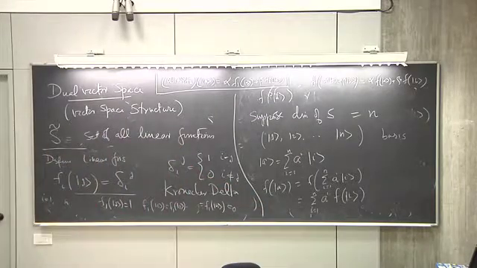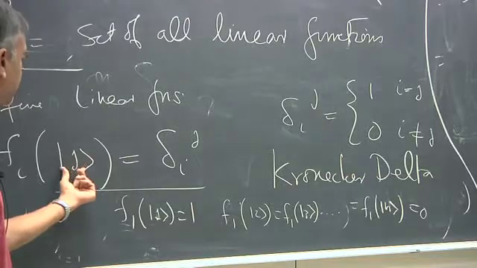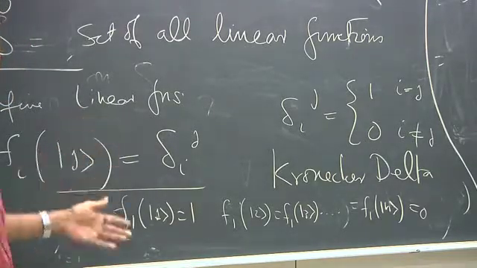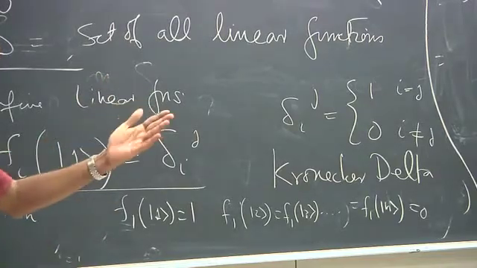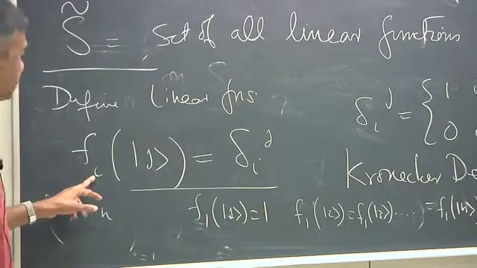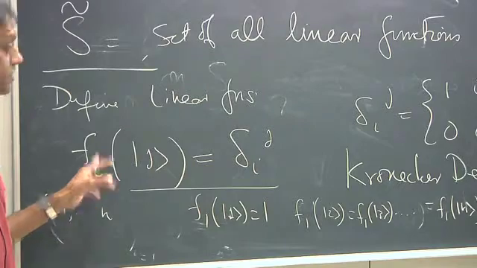Similarly, f2 acting on only the second basis vector will be 1, and on everything else it is 0. So this is just a definition. I have defined to you n functions. Now, the claim is that these n functions form a basis of S tilde.